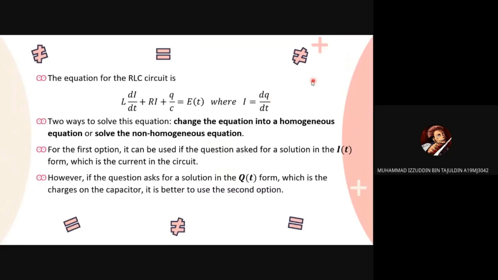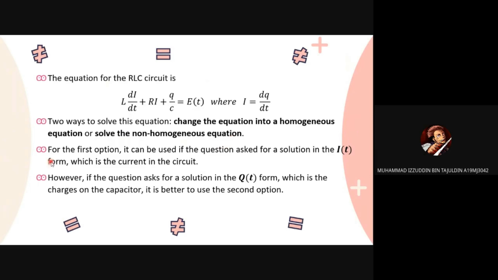Okay, for the last is a conclusion. The equation of an RLC circuit is L di over dt plus Ri plus Q over C equal to electromotive force, which is E(t), where i equal to dq over dt. There are two ways to solve the equation. First, we must change the equation into a homogeneous equation, or solve the non-homogeneous equation.